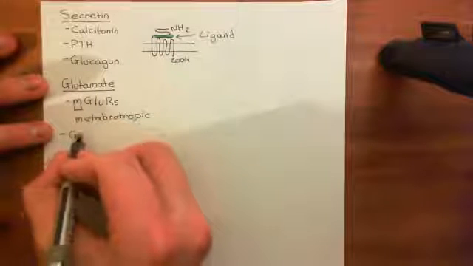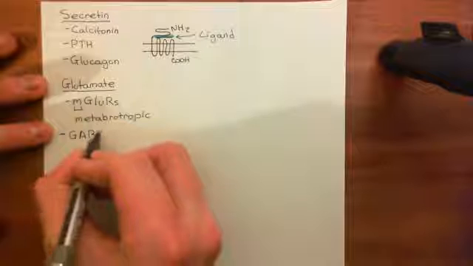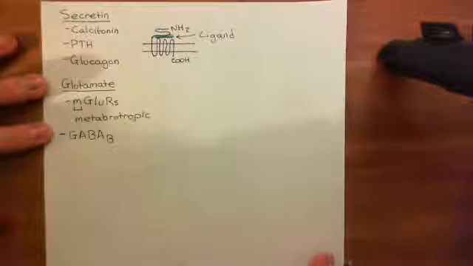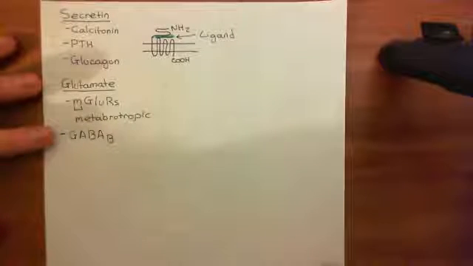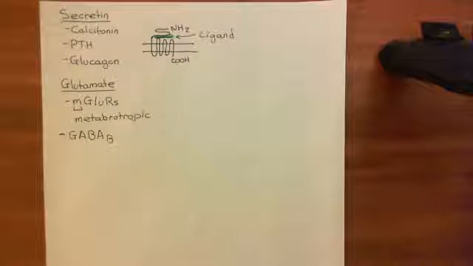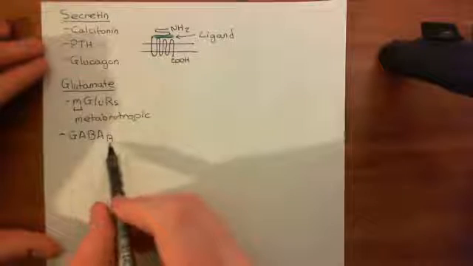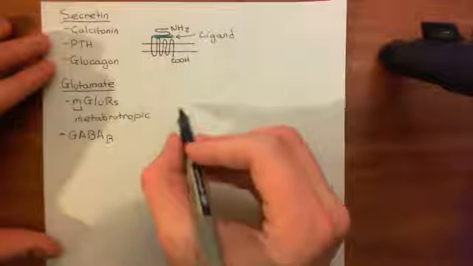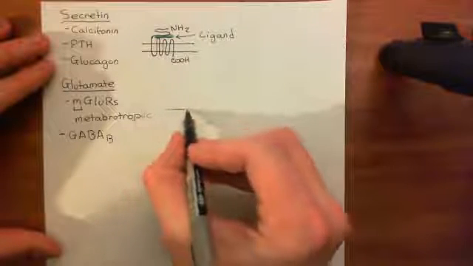Other examples of glutamate family G protein coupled receptors are the GABA B receptors. Glutamate is the main excitatory neurotransmitter within the brain; GABA is the main inhibitory neurotransmitter. Again, GABA usually acts through ligand-gated ion channels. The GABA A receptors are cis-loop ligand-gated ion channels, and they're the main type of receptor for GABA. However, you do also have GABA B receptors, which are G protein coupled receptors, and they are in this glutamate family of G protein coupled receptors.